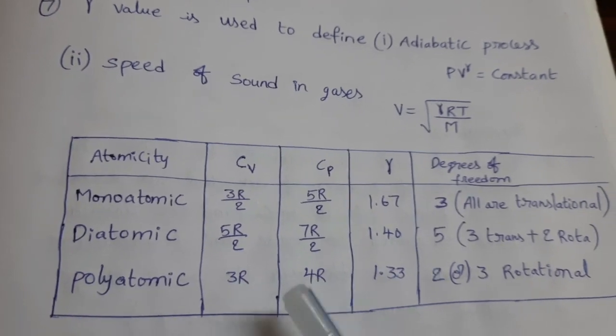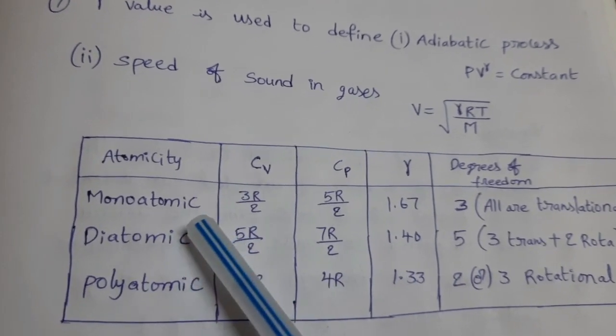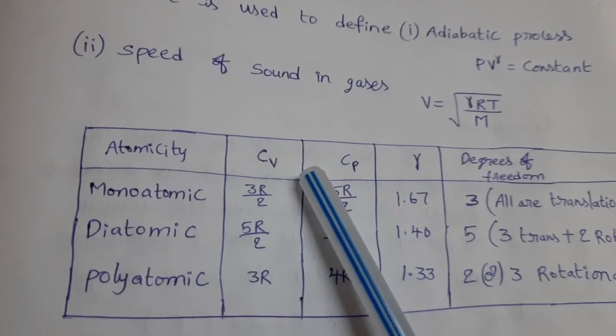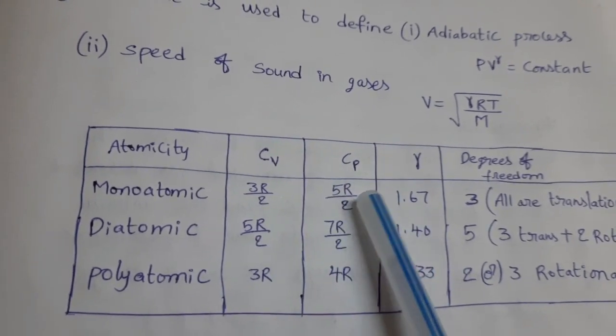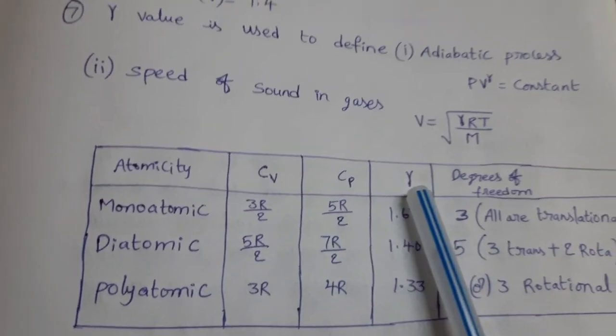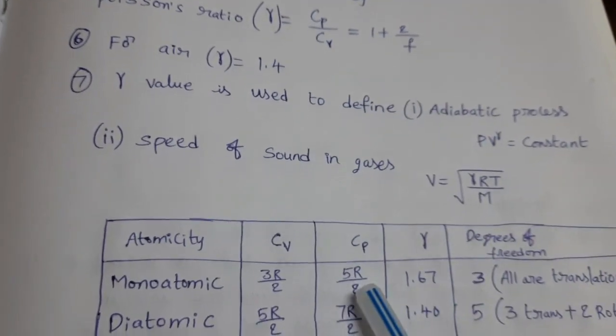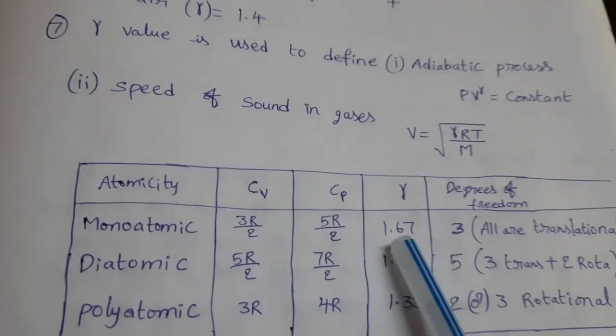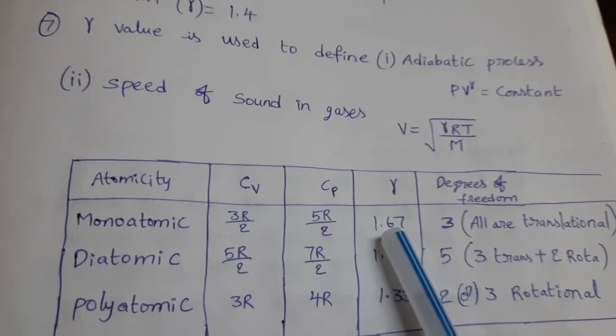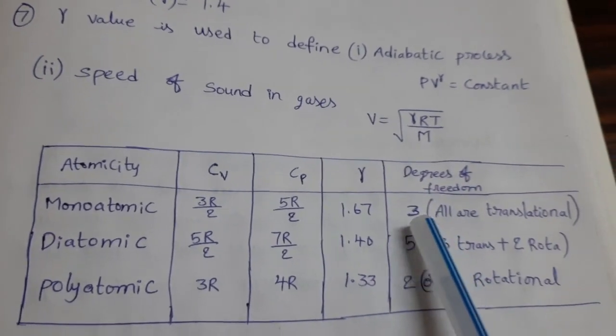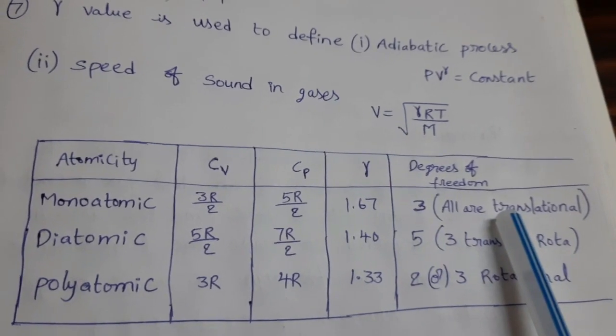in a simple tabular form. See here, for monoatomic gas, Cv value 3R by 2, Cp 5R by 2. Gamma means, what is gamma? See here, Cp by Cv. That means this value divided by this value. Then we can get 1.67. How many degrees of freedom? 3. All are the same type. Translational degrees of freedom.